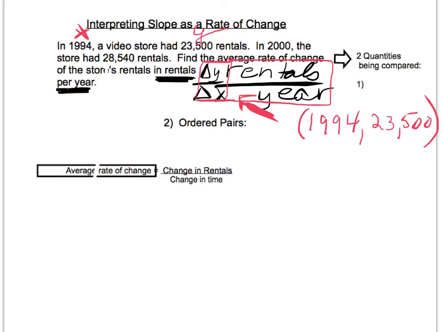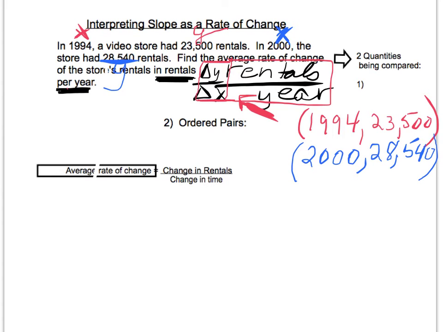We have another piece of data. In the year 2000, the store had 28,540 rentals. I'm going to label the x and y coordinates in that piece of data. Again, the year is x. These rentals are y. So now I'm going to build an ordered pair with that data. The year 2000, the store had 28,540 rentals.